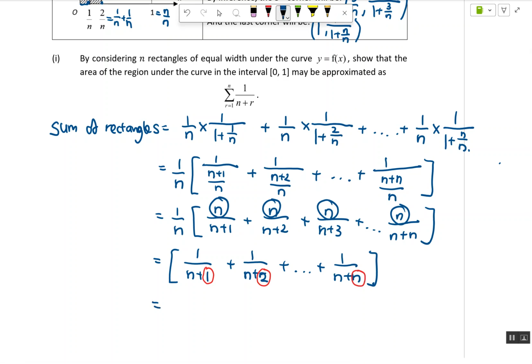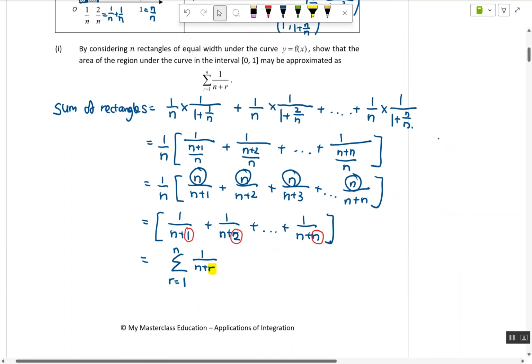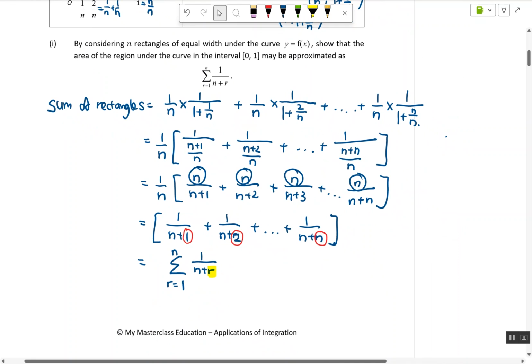We can put them into a summation sign where I change the formula to 1 over n plus r, and my r starts with 1. And what is the last term of r? It is n. And then the general formula will be 1 over n plus r, where r is the term that keeps on increasing, as you can see from the previous step. And this is how you can get the summation that they want.